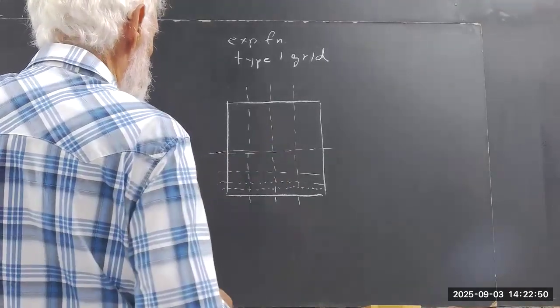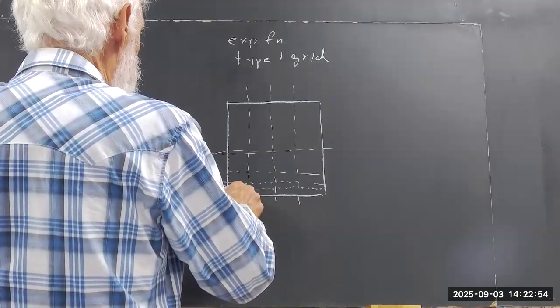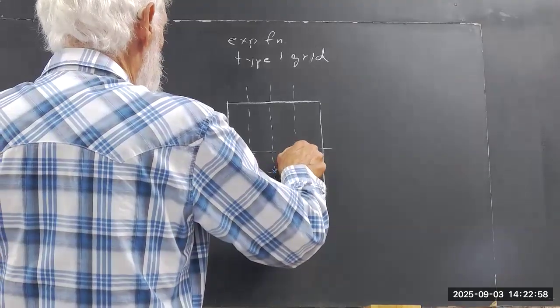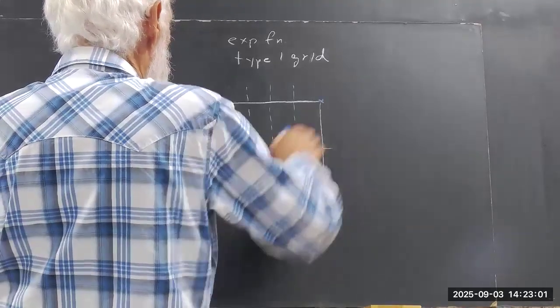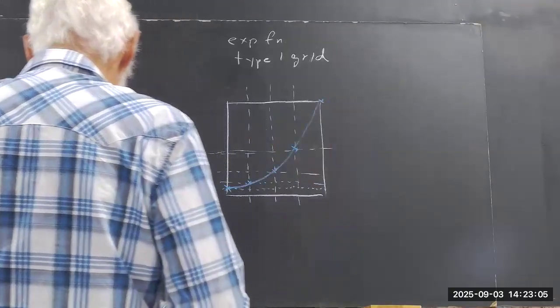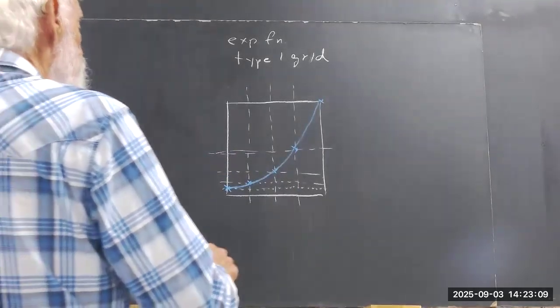So for the exponential function, our rule is start at the left edge at the lowest construction line. Move one to the right, one up, one to the right, one up, one to the right, one up, one to the right, one up. There's your curve.